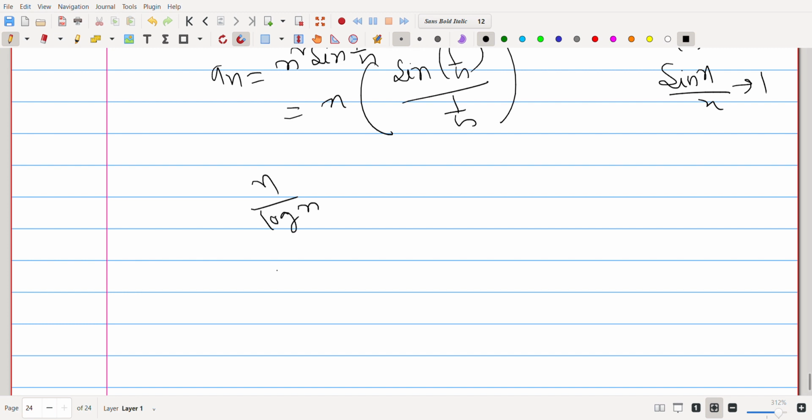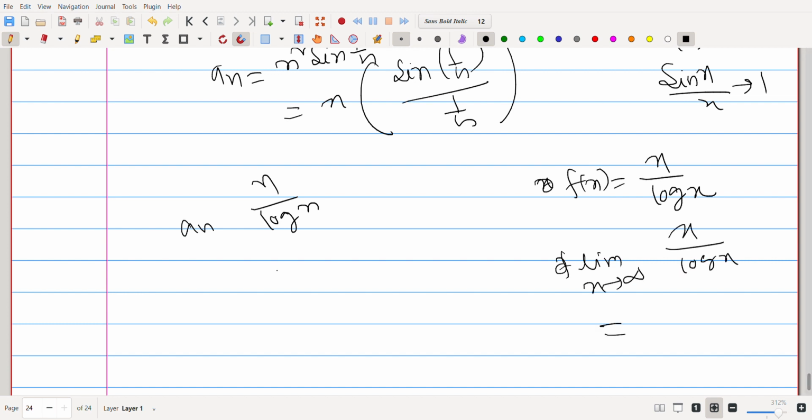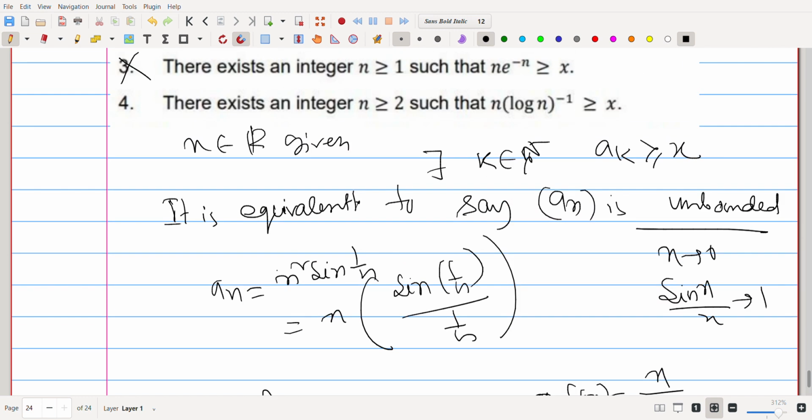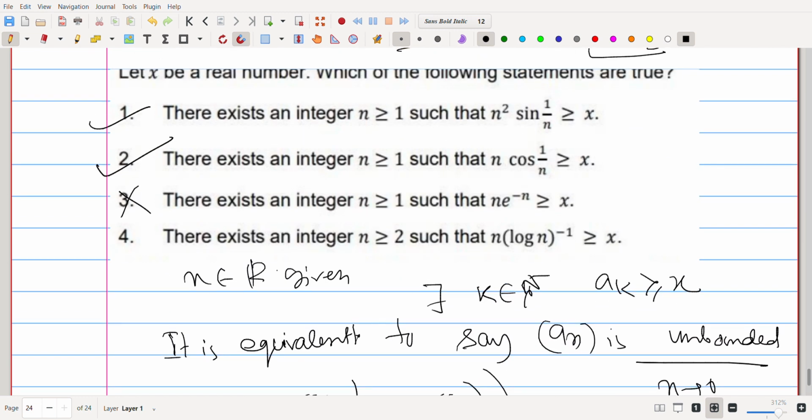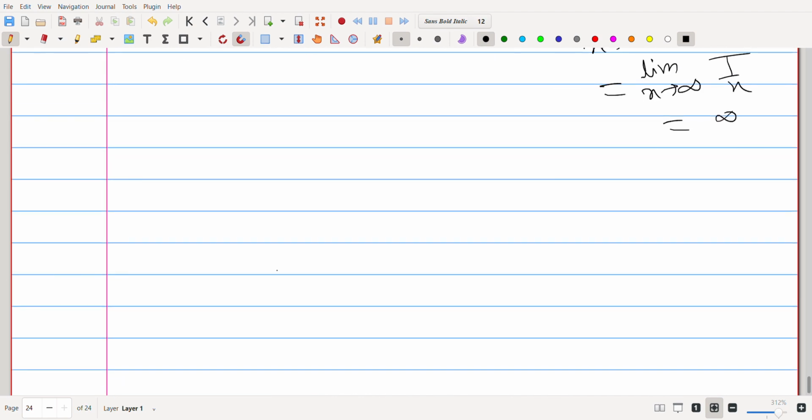And the fourth one is n by log n, right? So as n goes to infinity, it is infinity by infinity. In particular you can take a function f(x) to be x by log x, and that is an infinity by infinity function. So by using L'Hopital, you can take the limit as x tends to infinity of x by log x, which is given by the limit of 1 by (1 by x), which is infinity, right? That means it is also unbounded. So the fourth one is also correct. Okay, so hence 1, 2 and 4 are the correct answers.